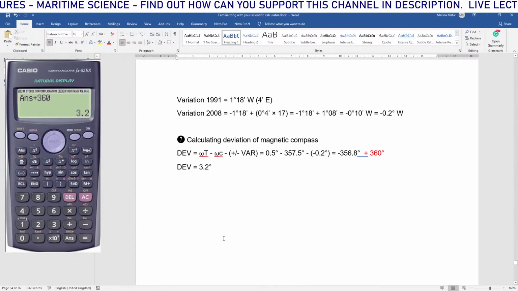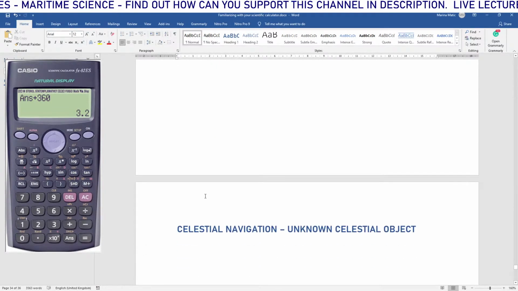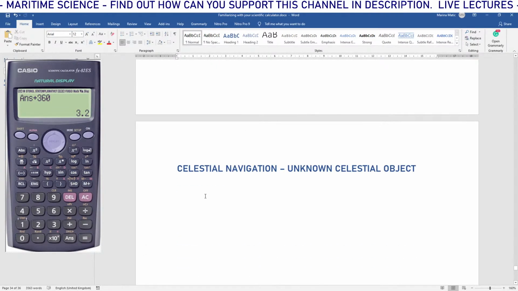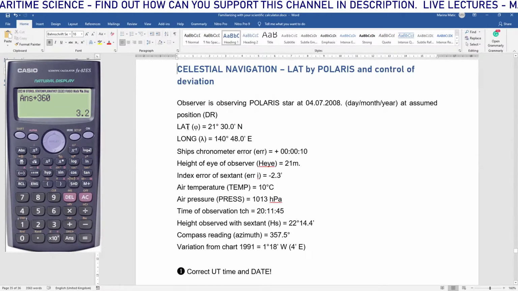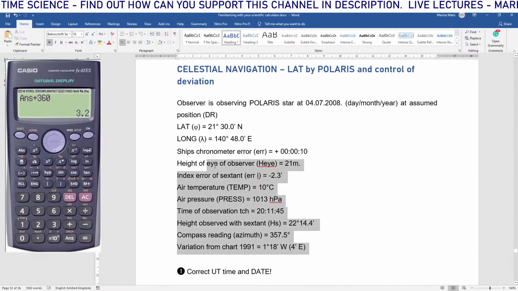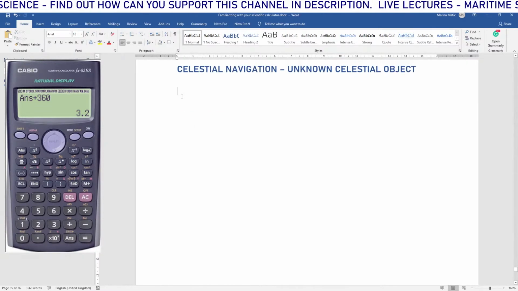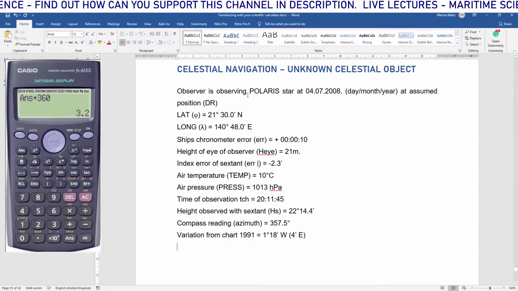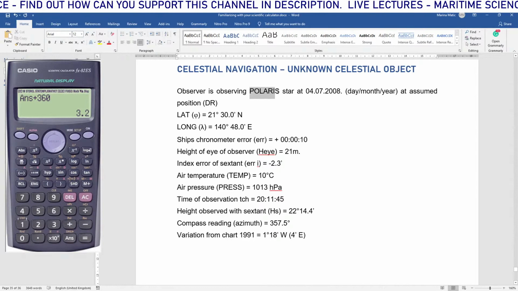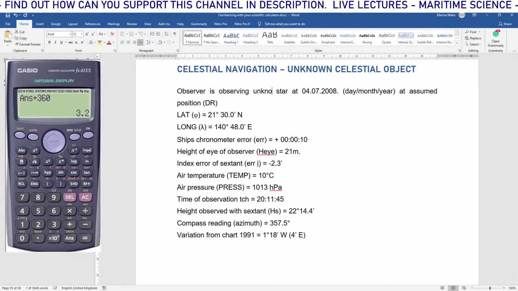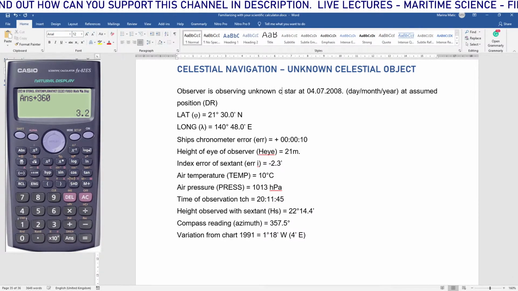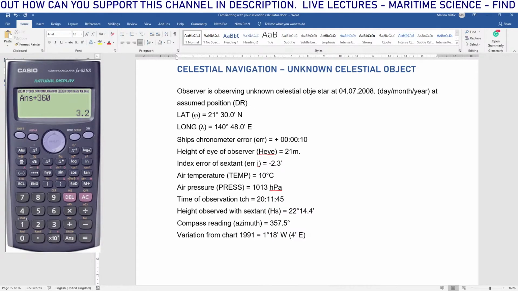Okay, and let's go back to the next task. Next task is unknown celestial object. So let me copy the data so it's easier to type. Copy. So the observer is observing an unknown celestial object.